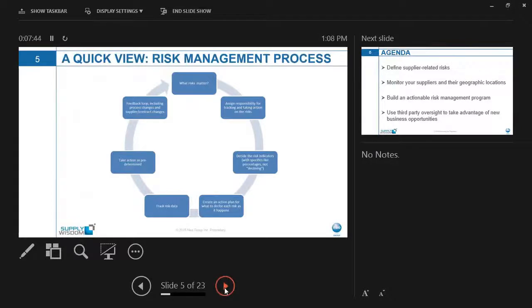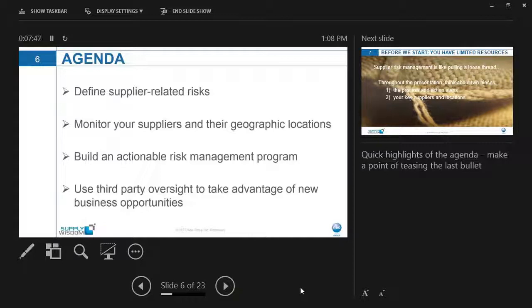So as I take you through that as a formal agenda, we're going to define supplier-related risks, right? And again, keep in mind it's not necessarily just risks that happen to the supplier, but risks that would specifically affect you. How you can monitor your suppliers and their geographic locations, again, because you can't really separate the supplier from where they operate. How to build an actionable risk management program, because if you don't actually take any action based on what you're seeing, then all you're doing is collecting data for no real purpose because it won't help you. So the action plan is a really critical piece of this whole puzzle.